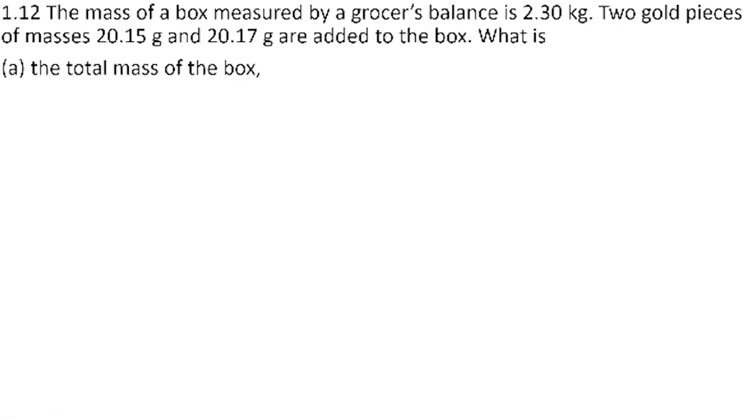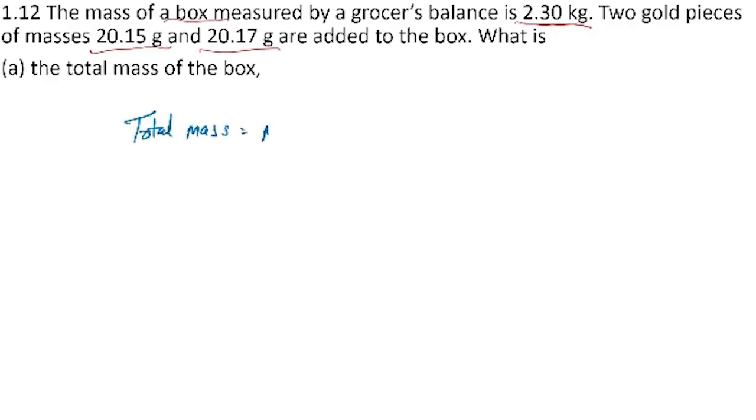So here we see that on Grosser's balance, the mass of the box is measured in kg, while the two gold pieces are measured in gram. So at first we need to convert it into the least accurate measurement or the broader measurement. So it is in kg. So we will have these two measurements in kg and then we will be adding them. So let's proceed towards the solution.